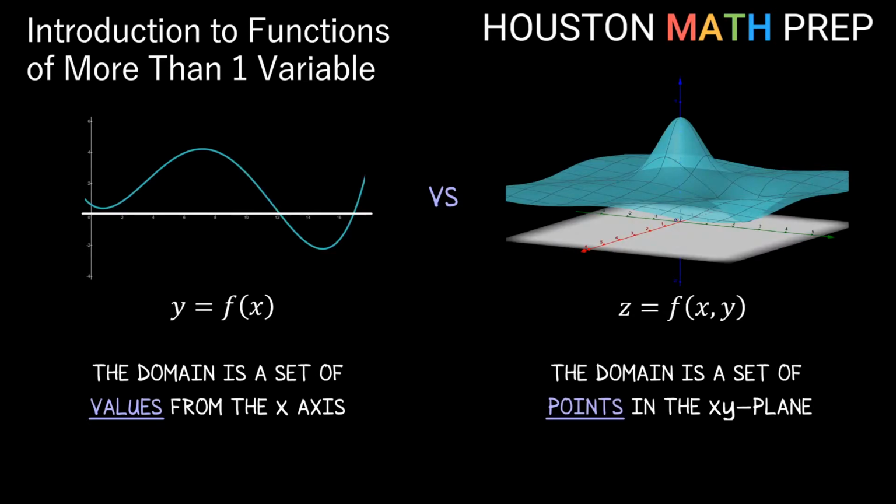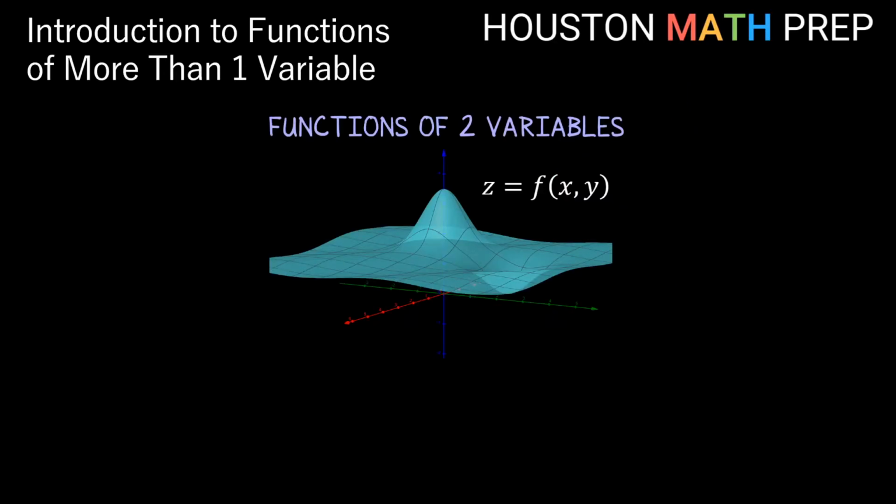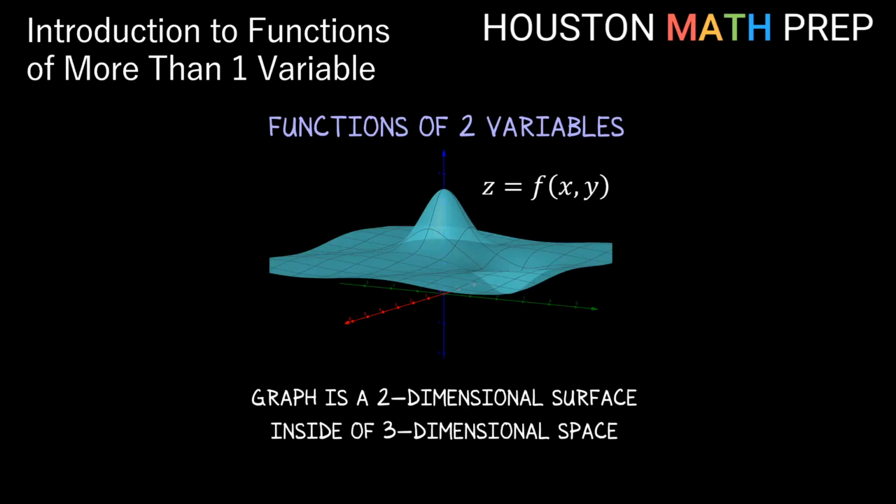So if we're plugging in ordered pairs, then our domain for z as a function of x and y is actually a set of points in the xy plane. So where we might have been asked before to sketch a domain on a number line for a single variable function, now, when asked to sketch the domain of a function of two variables, we'll need to sketch that domain in the xy plane. Some other important geometric differences that we want to point out: if we have z as a function of two variables, x and y, the graph of a function of two variables will be some two-dimensional surface inside of three-dimensional space.